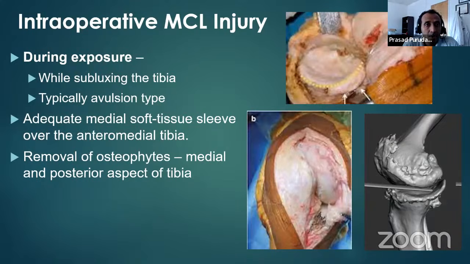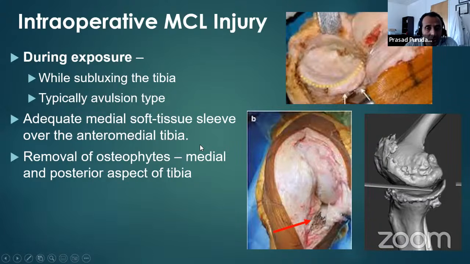Intraoperative medial collateral ligament injuries can happen during different stages of total knee arthroplasty. The first one is, of course, during the exposure. When we're dealing with a difficult exposure and we try to sublux the tibia, it's possible to avulse the ligament, most often from the femoral side, but it can avulse from the tibial side also. So it's very important to develop a good proximal medial periosteal sleeve from the proximal tibia here, so that we can easily subluxate the tibia forward.